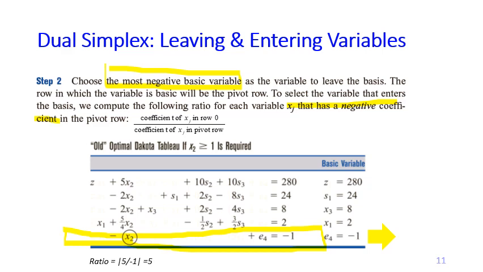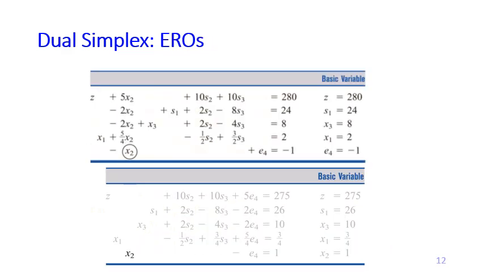The ratio test is the coefficient of xj, in our case x2, in row 0, which is 5, divided by the coefficient of xj in the pivot row. This is our pivot row. The coefficient is minus 1. So the ratio is 5 divided by minus 1, and take the absolute value. So the ratio is 5. In this case, we only have one ratio.